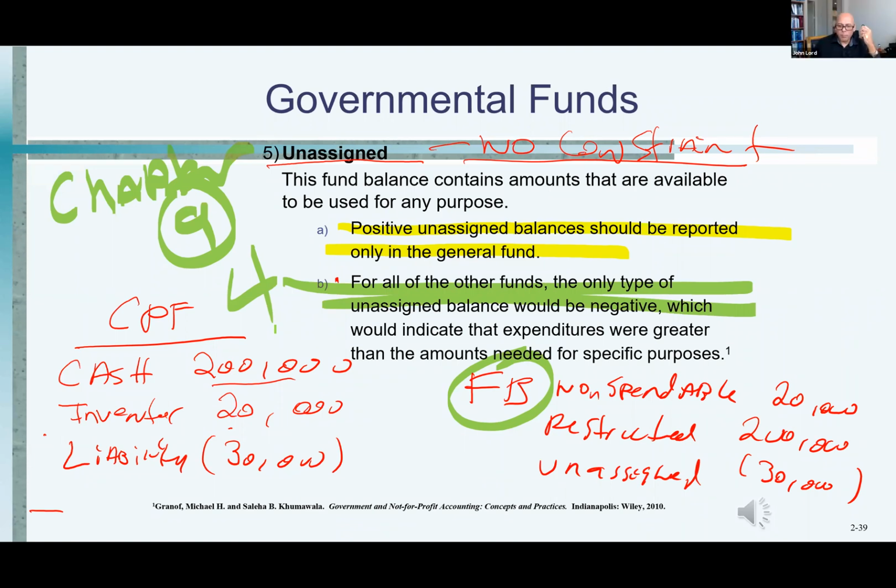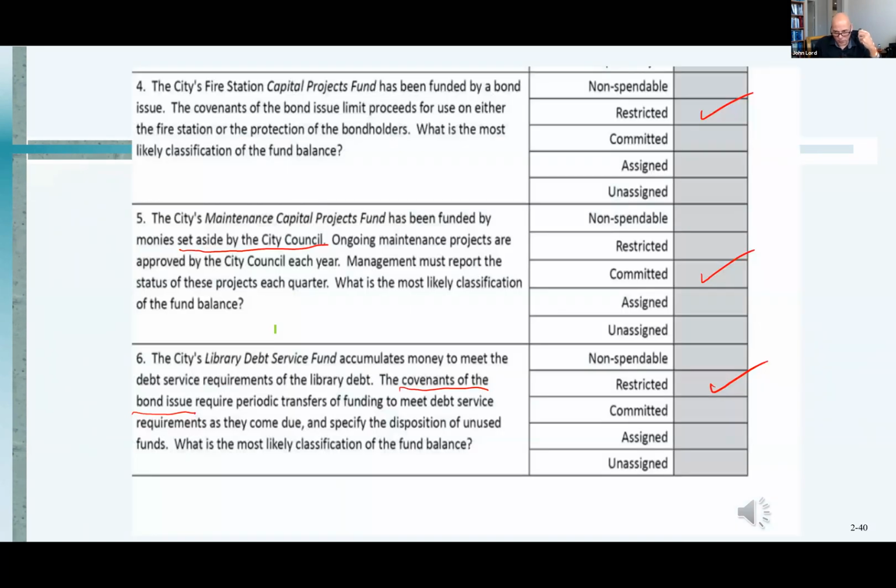But I'll tell you what, let's do this, because what I don't want you to do is worry about this. I'm not going to come into the exam asking 52 questions about categories of fund balance. Can I ask another question before we move on? Can you go back to the previous page?